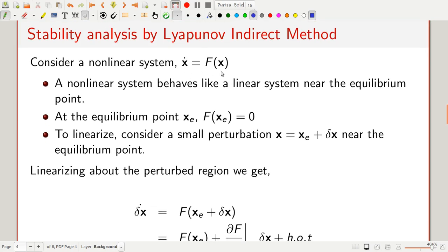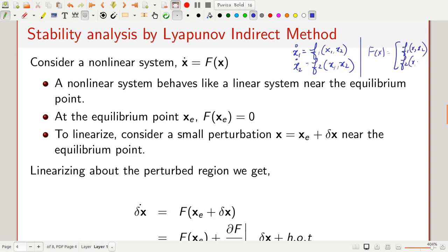We have a nonlinear set of equations, x dot is equal to f of x. Let us consider a small second order system: x1 dot is equal to f1 of x1, x2, and x2 dot is equal to f2 of x1, x2. This is generally represented as f of x, a vector with f1 and f2 terms, which are functions of x1 and x2.